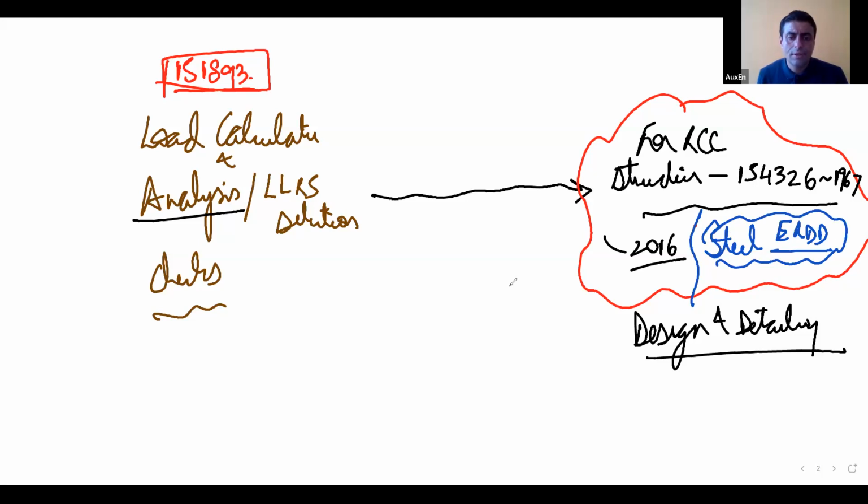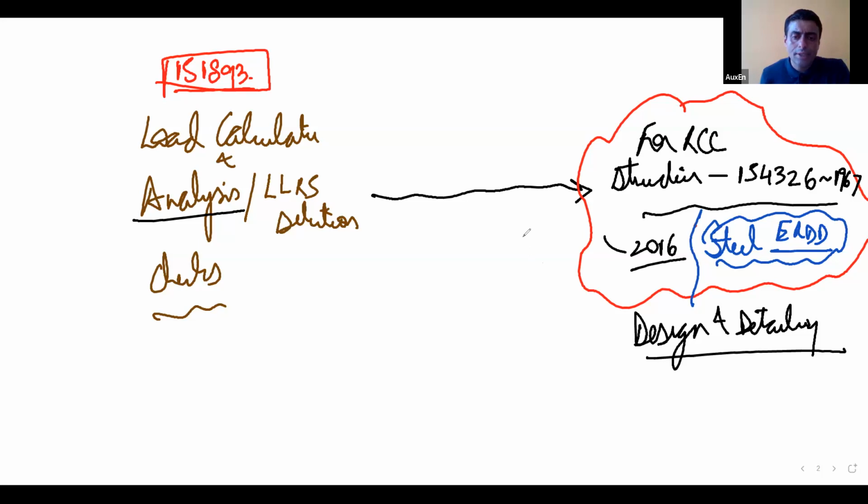Someone had just mentioned a few minutes ago. So for the first time, when some principles for ERDD of steel structures were adopted, was I think in IS 800 2007 in the form of one section called Section 12. Okay, so that was the first time a few concepts about it were introduced.